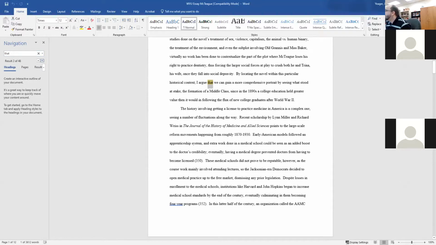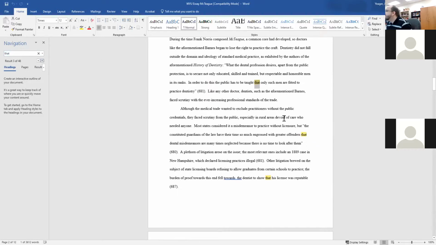Here we go. "I argue that we can gain a more comprehensive portrait." All right, so that's kind of important, essential to the meaning of the sentence. "In order to do this, the public has to be taught that only such men are fitted to practice dentistry."